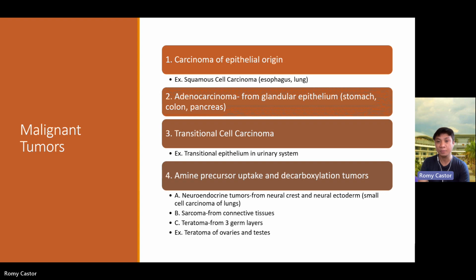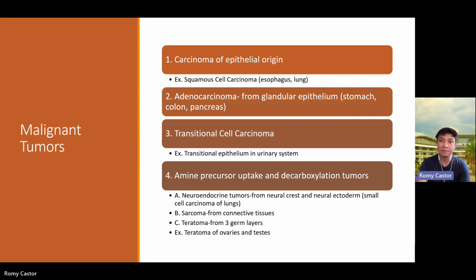Okay, other malignant tumors, we have your amine precursor uptake and decarboxylation tumors, like in the case of involving here the neural crest. So that's our neuroendocrine tumors, like in the case of the small cell lung carcinoma.